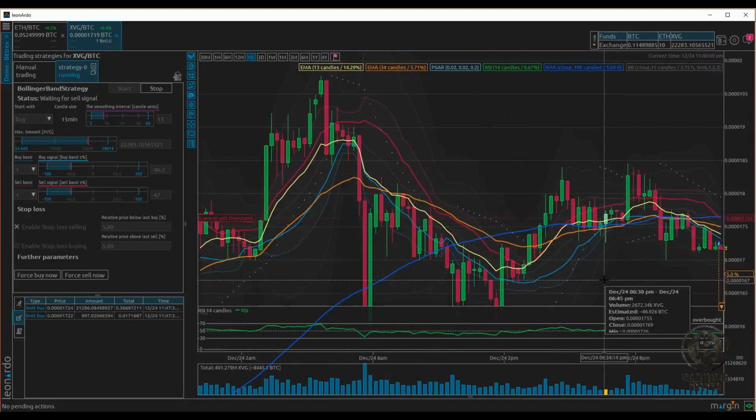So this is just how you can use Leonardo to your advantage to do trading. I mean, visually it's pretty interesting. It gives you a lot of information, and that way you can follow.